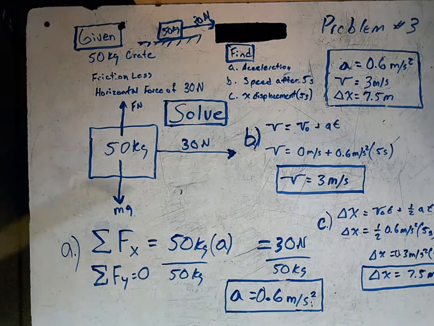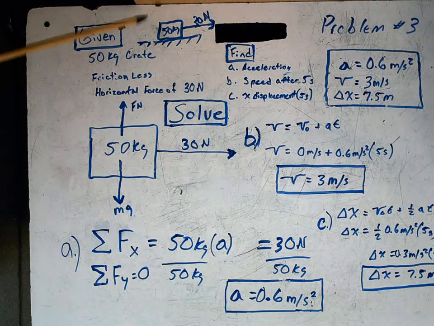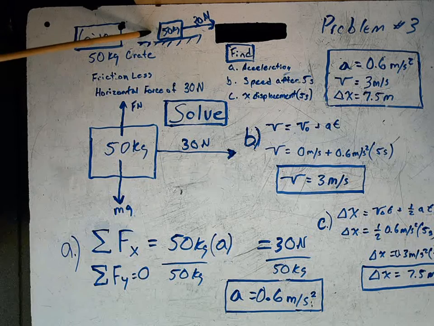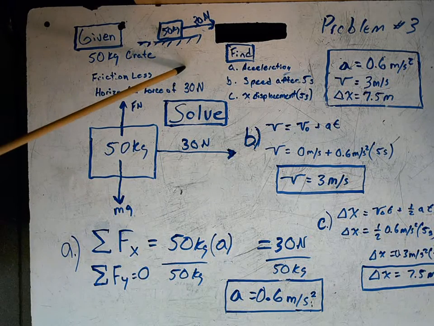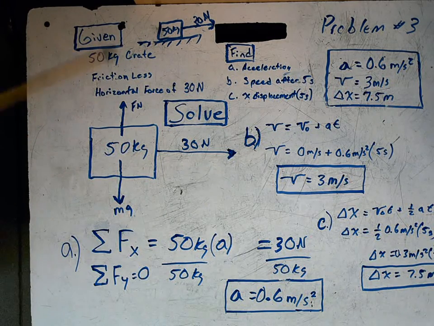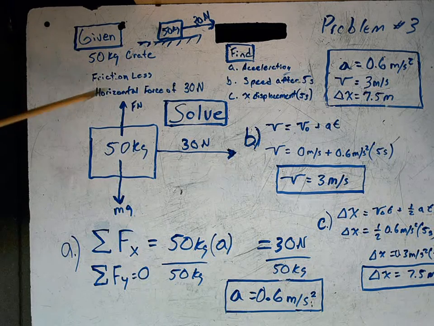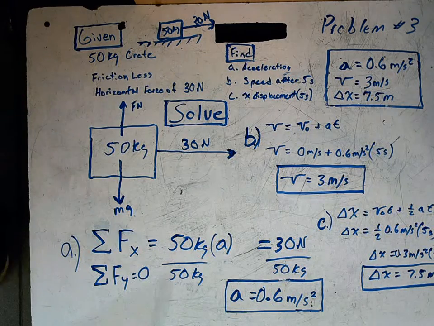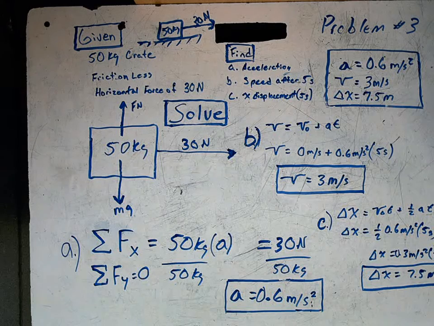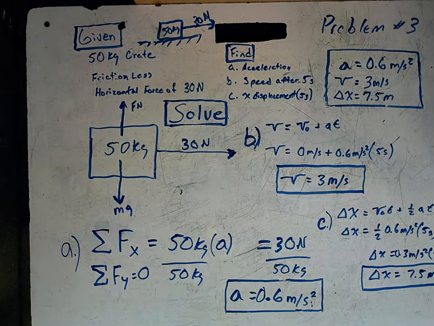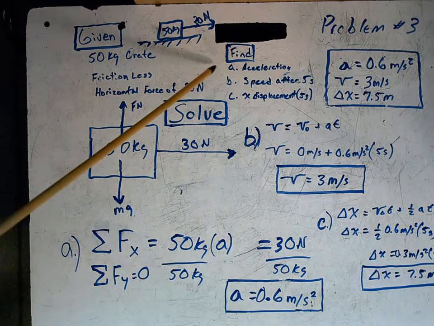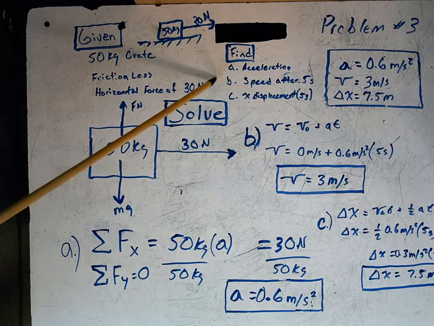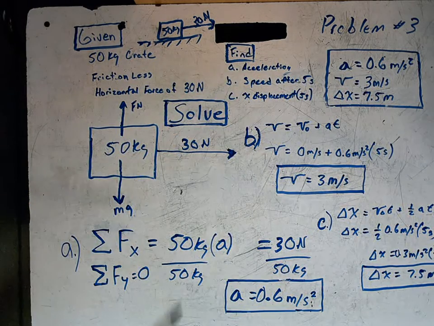Okay, so here's what's given. We have a 50 kilogram crate. It's being pulled with 30 newtons to the right. There's no friction. They wrote that down. And the 30 Newton force is horizontal. So they correctly visualized the problem. This is really important. Then, given, find acceleration, well, really the velocity after 5 seconds, and then the displacement.